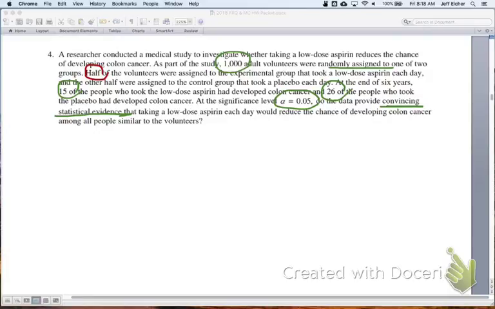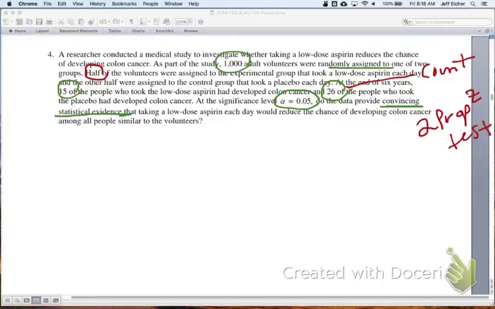We have an experiment, so we have to be careful how we check our conditions with experiments. We also have count data, which is categorical data for proportions. So I'm going to use a prop test. And it looks like I have 2 groups. So at this point, it looks like I'm going to use a 2-prop Z test at the 5% level.